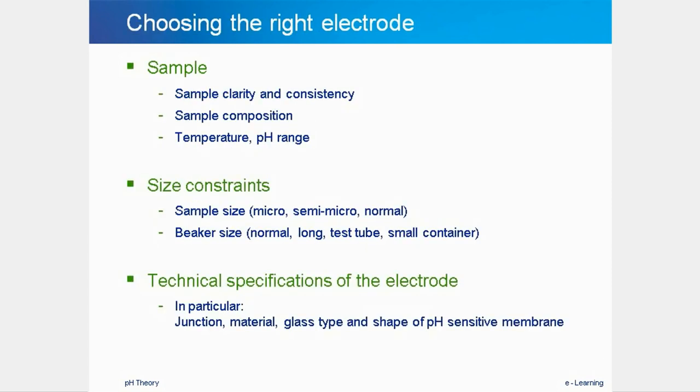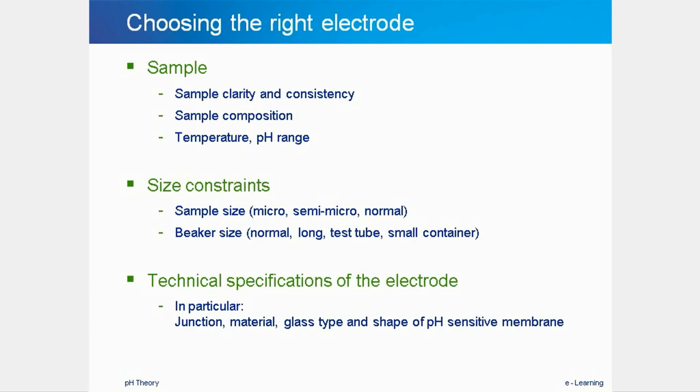So in a sample, what does one have to be aware of to make the right choice of pH electrode to measure it? One has to know if the sample is clear or a suspension, if it is viscous, what are the components in the solution, and what are the temperature and expected pH range of a sample solution. Also, the amount of sample is important, and the sort of container in which a sample has to be measured.